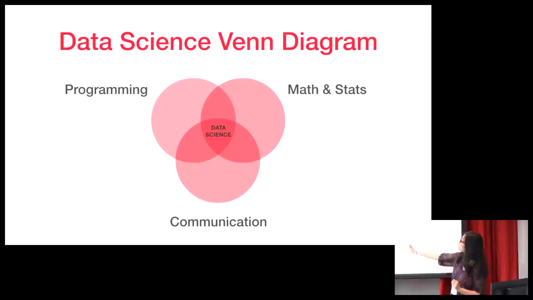So let's say you have 2 of the 3. Let's say you have programming and math skills, but no communication skills. So then you're more of a machine learning engineer because you can code, you know all the algorithms, but you don't necessarily have to create presentations, right?